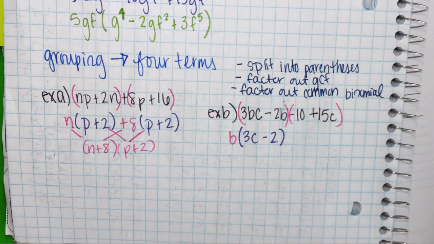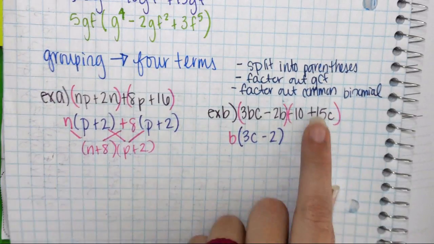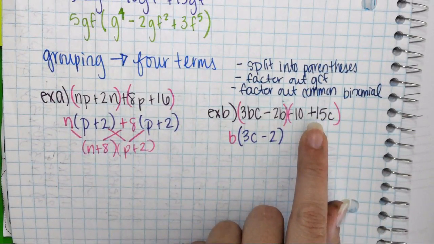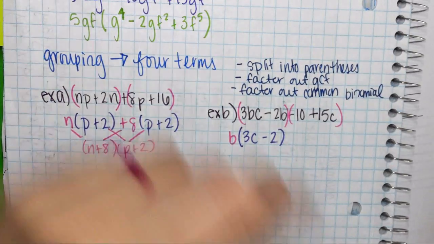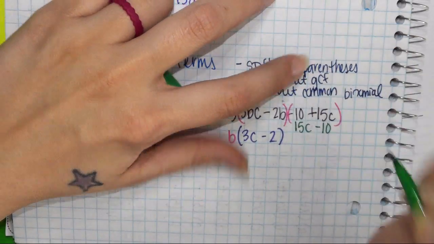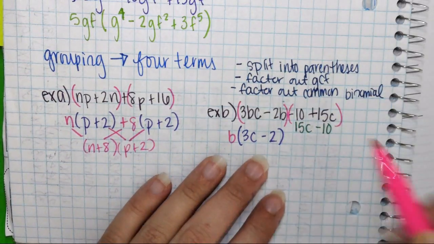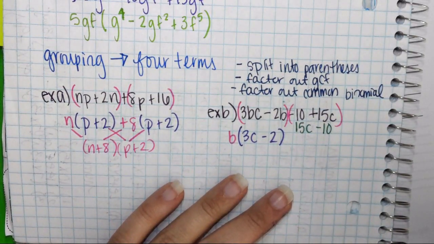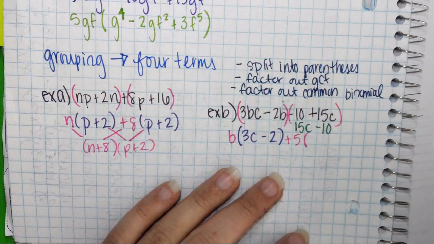Now, do you see how this one has a C first? Do you see how this one doesn't have a C first? What can we do with these? Rearrange it, flip it around, write it in the correct order, and it's just 15C minus 10. We have done this before. Alright, what do those two have in common? 5 and 5. It's just 5. And what's going to be left on the inside?